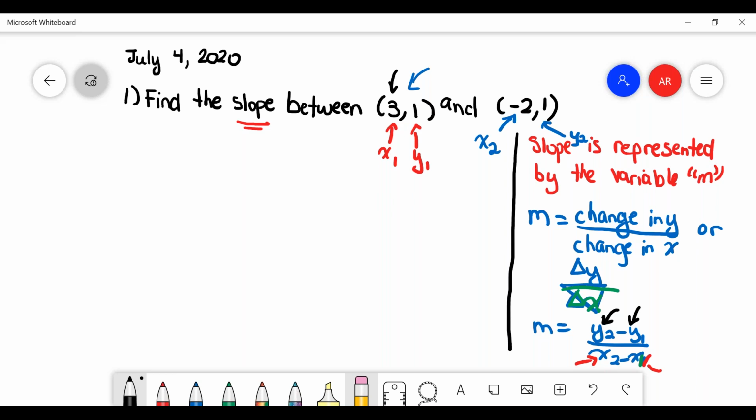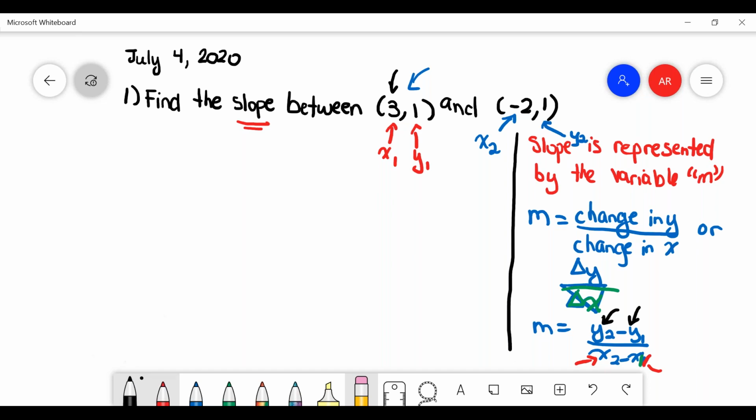So therefore, we've identified the values of x1, y1, x2, and y2. These are x1 is equal to 3, y1 is equal to 1, x2 is equal to negative 2, and y2 is equal to 1. And this is basically the hardest part of this question. It's just identifying your values. And now with this, we can easily find our slope.